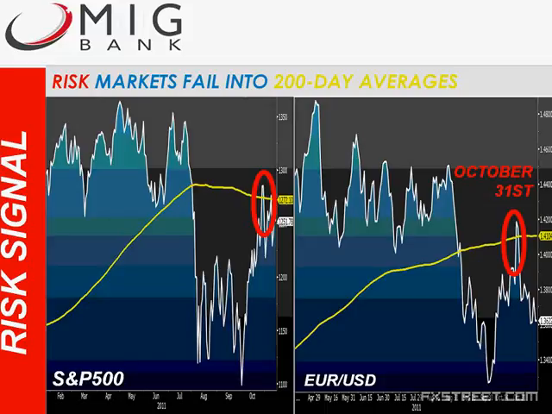Now, most recently, the signal for me of further risk off, unwinding of risk appetite in the markets, happened on October 31st, not too long ago. And the key signal for me was when markets which are correlated with risk appetite, such as the S&P 500 and the Eurodollar, failed into their long-term 200-day moving averages and key chart levels, which I haven't highlighted here, but I'll mention in further slides.